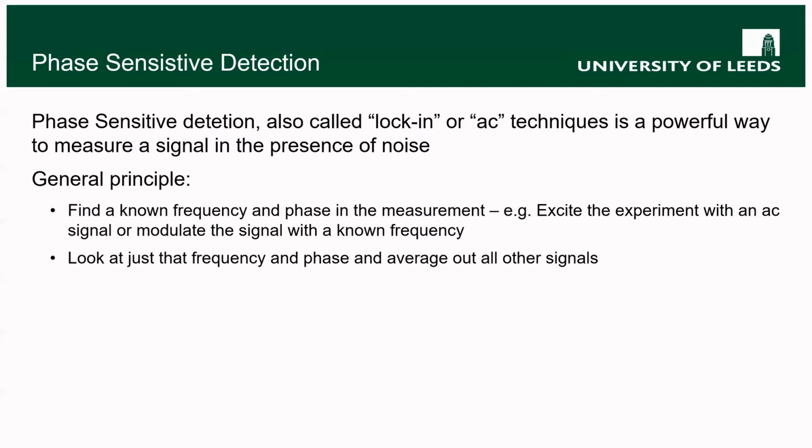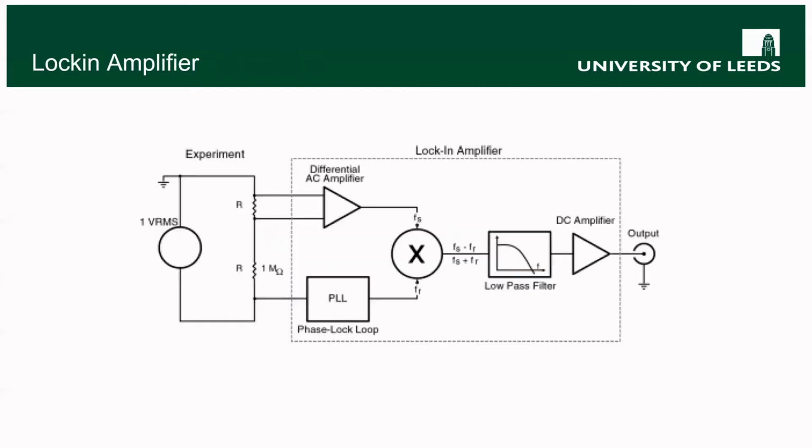So we can have a little look at how that works with a graphic example, but how we actually do that in terms of the electronics. The particular instrument that's used to do this is called a lock-in amplifier. And this is a block diagram of how it actually works. I'll talk you through the block diagram and then show you why this is working and why it's averaging out the signal.